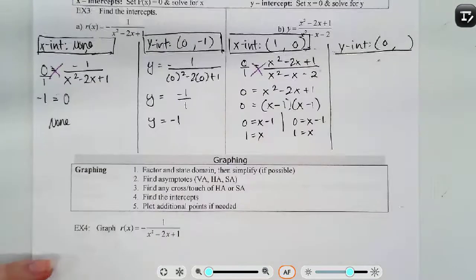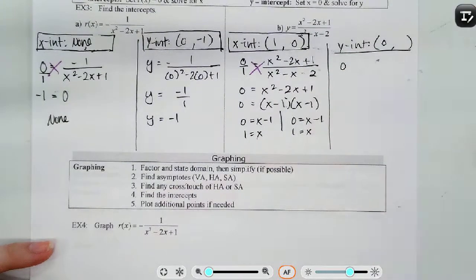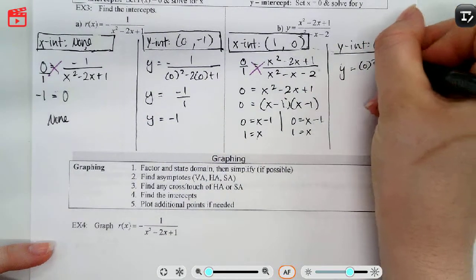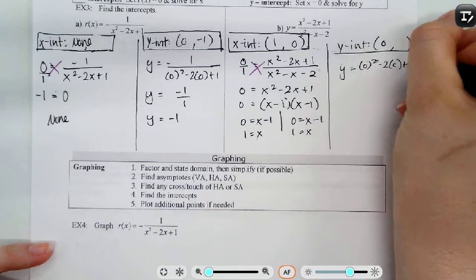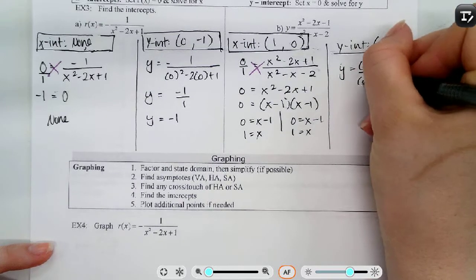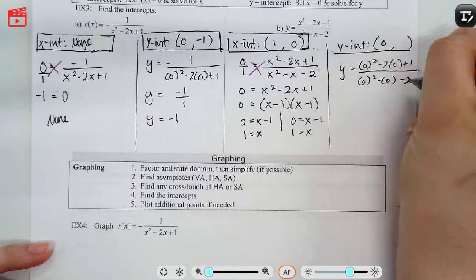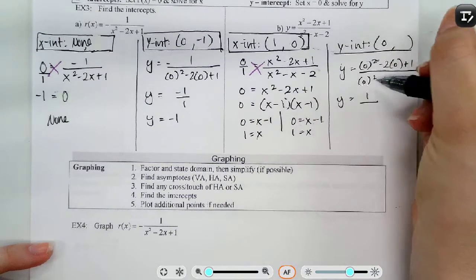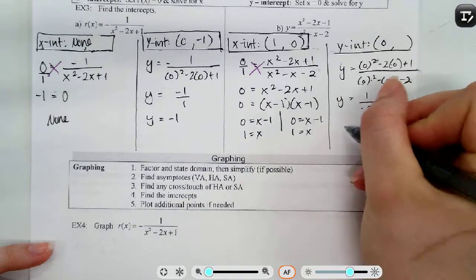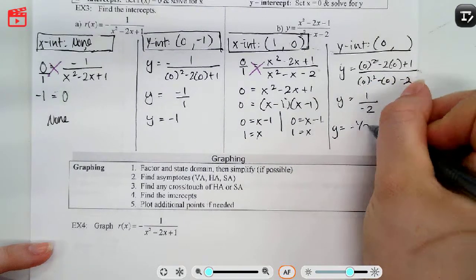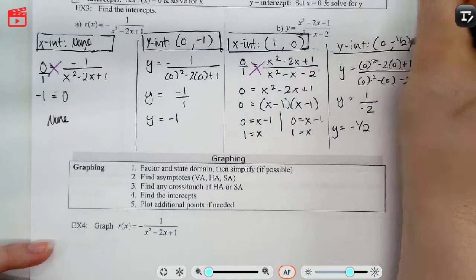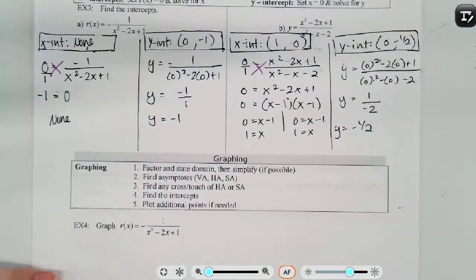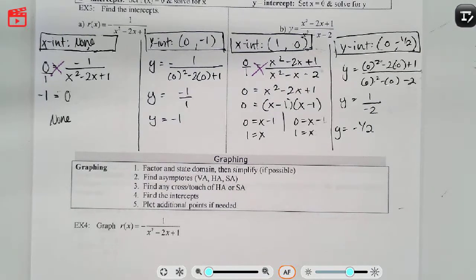Now the y-intercept. So setting x to 0, we have 0 squared, ooh, lots of zeros here, plus 0 plus 1, all over 0 squared minus 0 minus 2. So y equals 1 over negative 2, so y equals negative half. So there's my y-intercept, negative half. All right. Not too bad. Intercepts tend to stay the same idea.